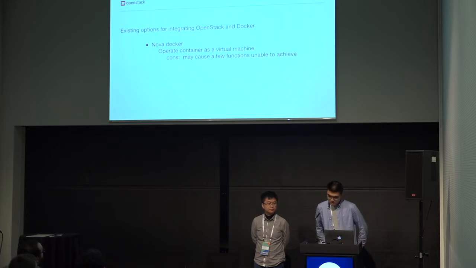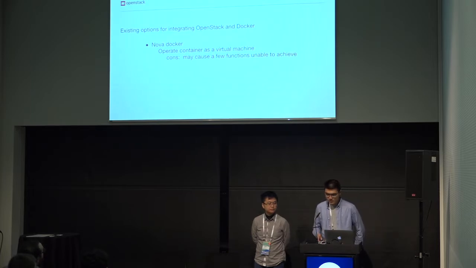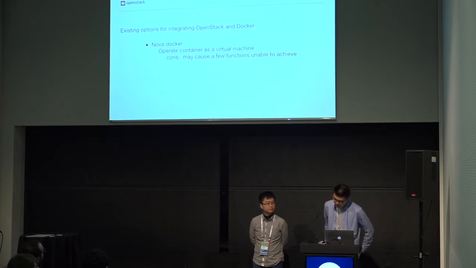Currently, there are some options for incorporating OpenStack and Docker. For example, Nova Docker. When we use Nova Docker, the container can be operated like a VM. For example, you can start, stop, and so on. But the disadvantage of Nova Docker is that there are still some differences between VM and Docker. The option of operating Docker by a VM-like model may cause a few functions to be unable to be achieved, like port mapping and so on.